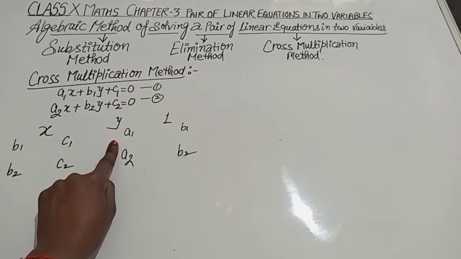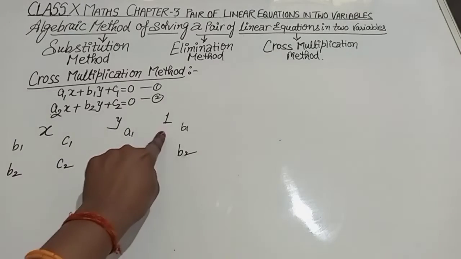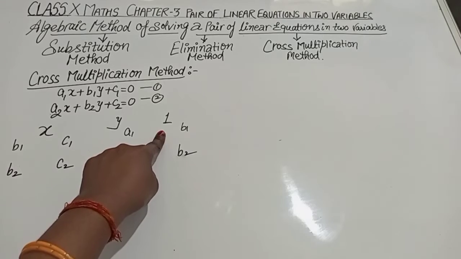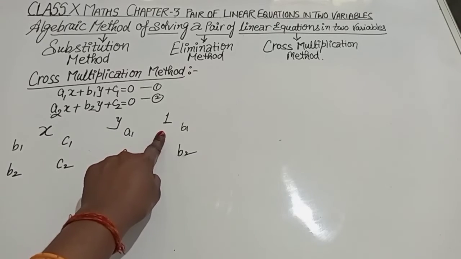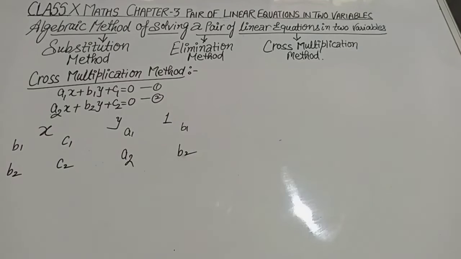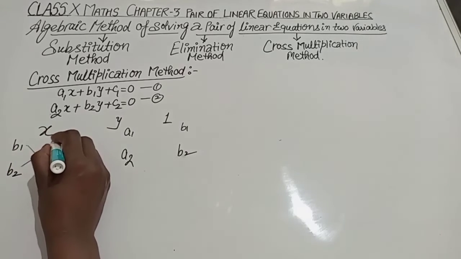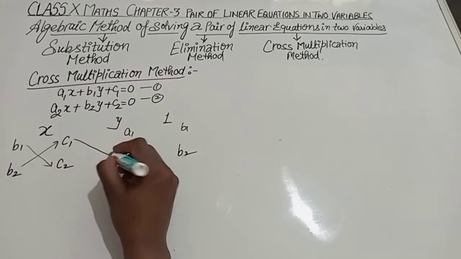The coefficient of y is b, so it is c1 c2 and a1 a2, and b is not here. 1 is the constant, so the constant is c1 c2, so c1 c2 is not here, it is a1 a2 and b1 b2. Okay, so now cross multiplication with each other.